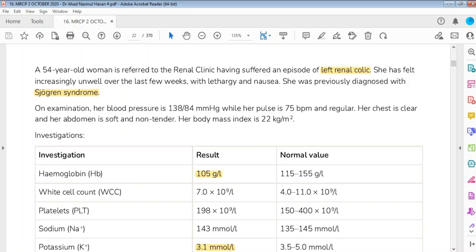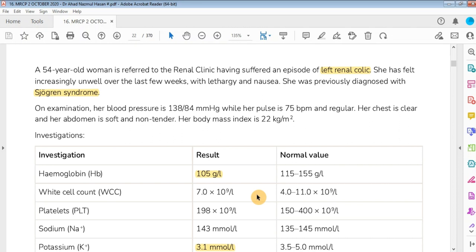A 54-year-old woman is referred to the renal clinic having suffered an episode of left renal colic. She has felt increasingly unwell over the last few weeks with lethargy and nausea. She was previously diagnosed with Sjogren's syndrome.